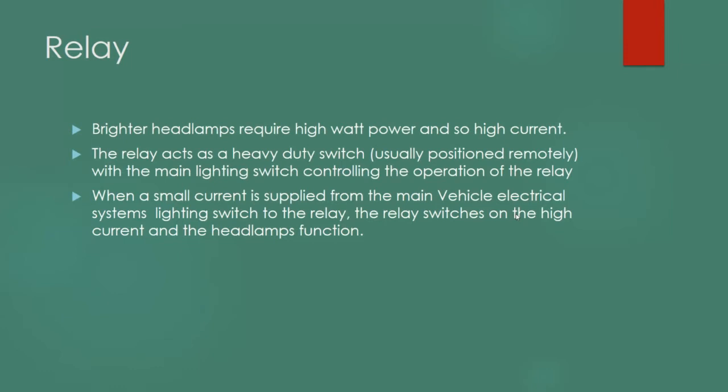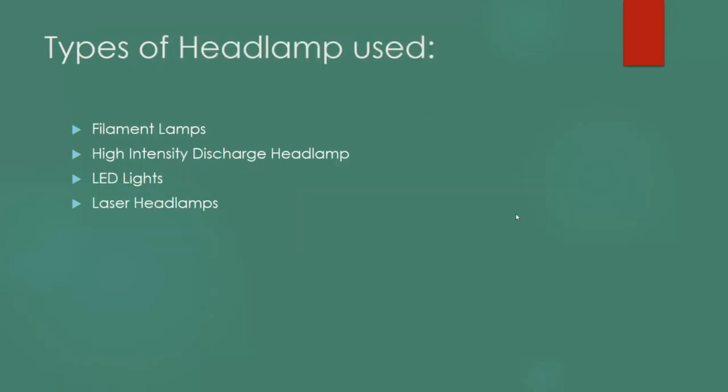You know that the headlamps are brighter, and so they require higher power, and that is why they use high current. But you don't supply the high current from the position of actuation. What you do is you just press the button, actuate it, and then the relay is energized, and when the relay is energized, the circuit is complete. And when the circuit is complete, the main current from the battery, meaning heavy current, flows and the headlamps function.